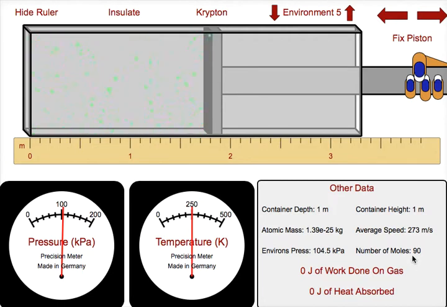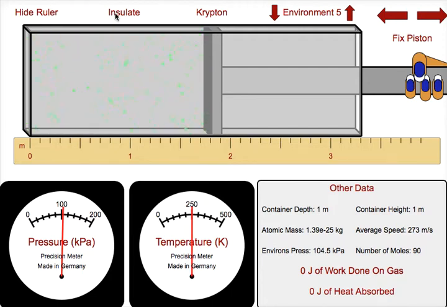Again, the number of moles will be told to you. The average speed of the molecules inside will be told. The mass of your noble gas for 1 atom will be told to you. And the pressure of the environment around your chamber, not the pressure inside the chamber, will also be listed.